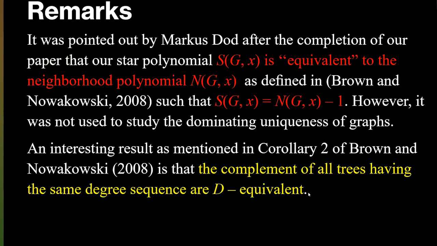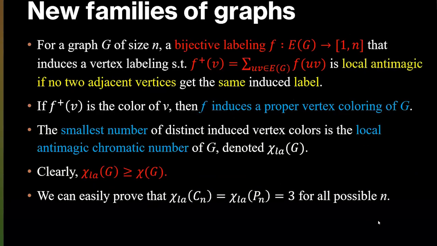Anyway, if we read the results in that paper carefully, we are able to make this conclusion that the complements of all trees having the same degree sequence are D-equivalent. So determining the D-equivalent classes of all the trees of the same degree sequence is another very interesting problem.